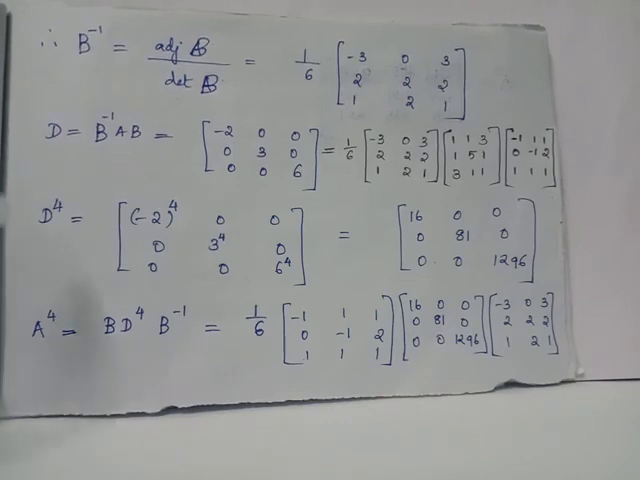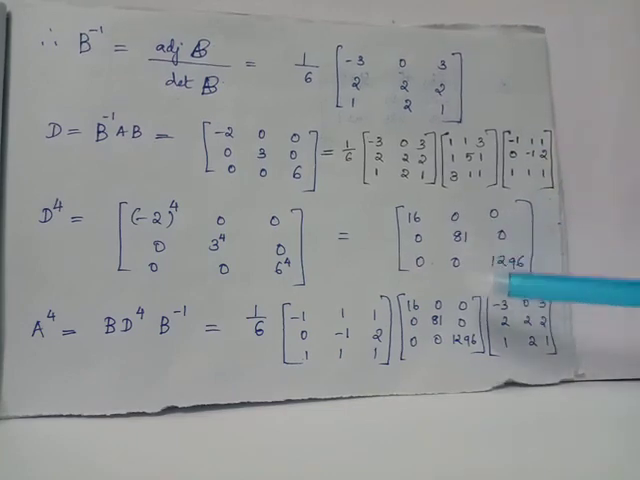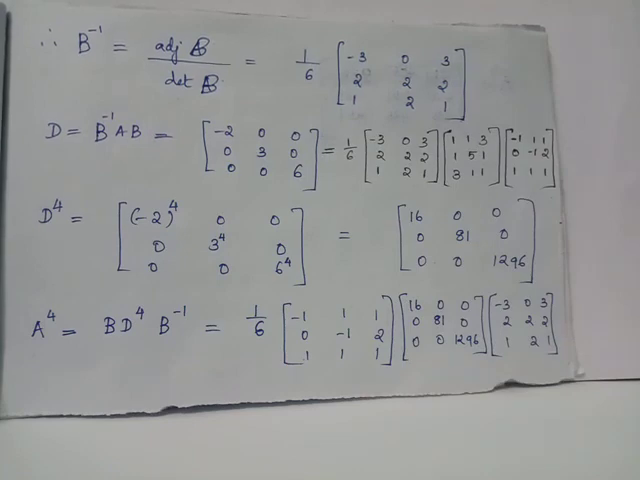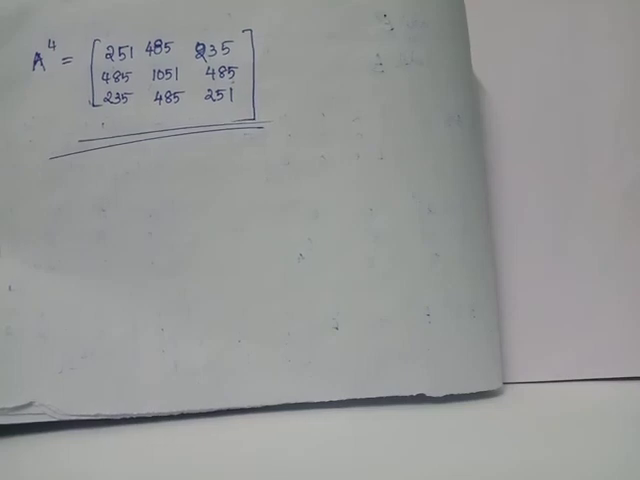So we first evaluate D raised to 4, which is obtained by just raising the diagonal entries to their fourth power. By usual matrix multiplication, we multiply matrix B into D raised to 4 into B inverse, and we get the resultant answer for A raised to 4. Thus, we could find out A raised to 4 using the diagonal form of square matrix A.